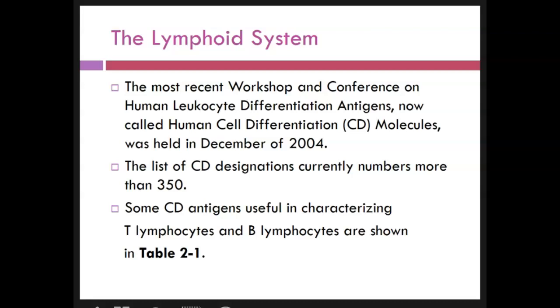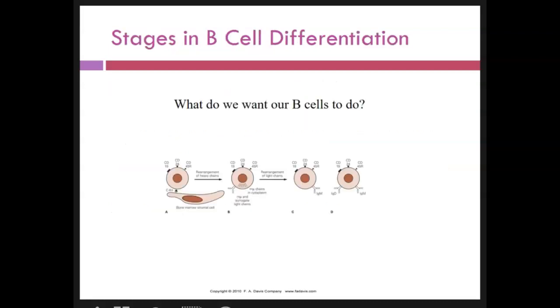Just know that there are a whole bunch of these CD antigens, and the only ones that we need to worry about are CD4 and CD8. Now, what do we want our B cells to do? We want them to make antibodies. So there are a lot of stages in B cell differentiation, but we are not going to get into the details of like pro B cells, pre B cells. We don't care about that. Just keep in mind that we want our B cells to make antibody.